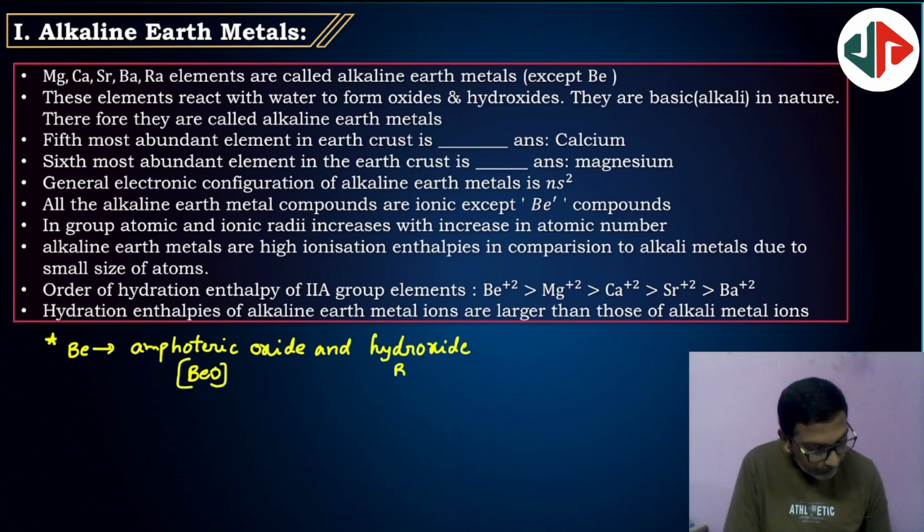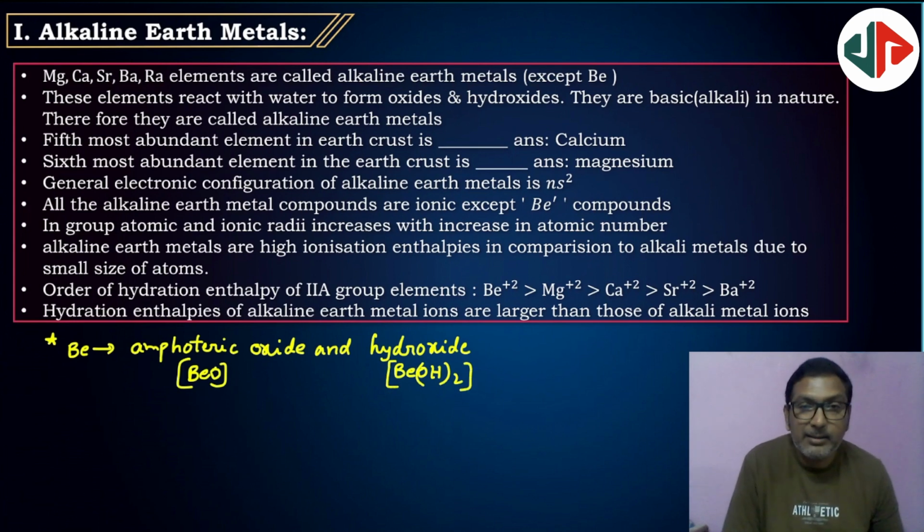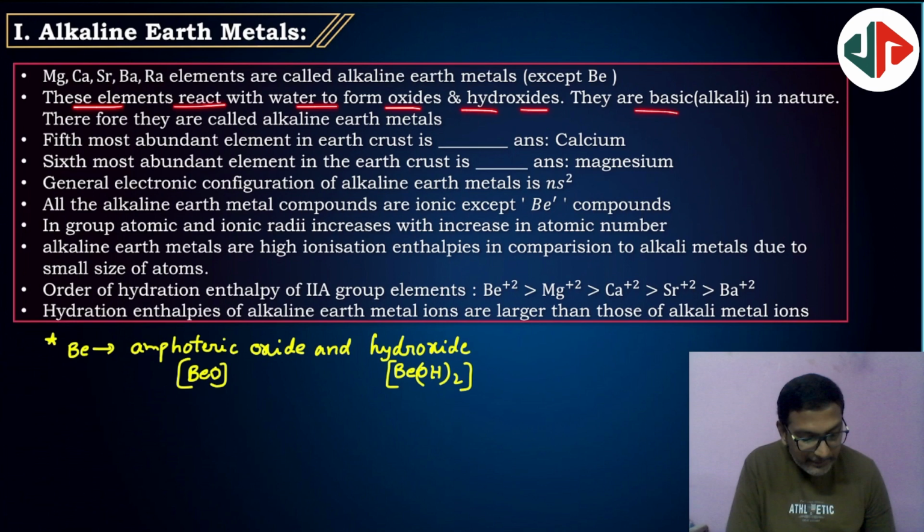BeO and Be(OH)2, these two are amphoteric. Remaining oxides and hydroxides are basic, alkaline. Therefore, remaining elements are alkaline earth metals. See here, these elements react with water to produce oxides and hydroxides which are basic in nature. But oxide and hydroxide of beryllium are amphoteric. Therefore, except beryllium, remaining are alkaline earth metals.